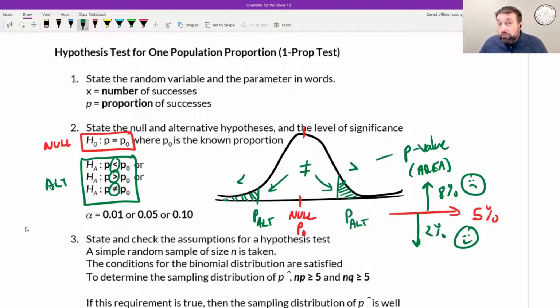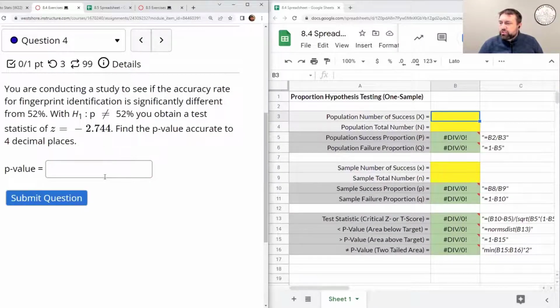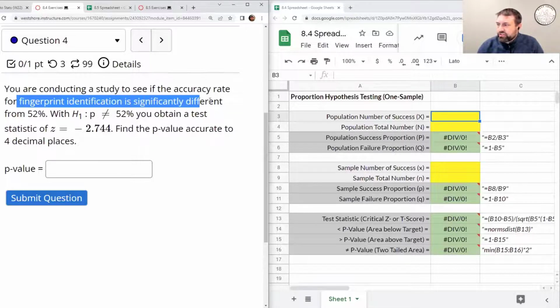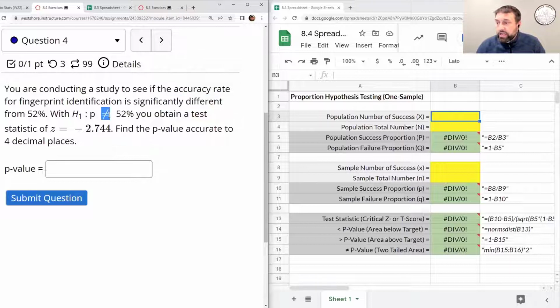So it all boils down to, how do you find the area under the curve, either above or below? So this is question number 4, and they are looking for a P value. So here we go. We're conducting a study to see if the accuracy rate of fingerprint identification is significantly different. Okay, significantly different means not equal to. And you see that symbolically right here, not equal to. It's not less than, it's not greater than. We're not sure which one it is. Maybe it's less than, maybe it's greater than, we're not quite sure. So we're just going to say it's different.